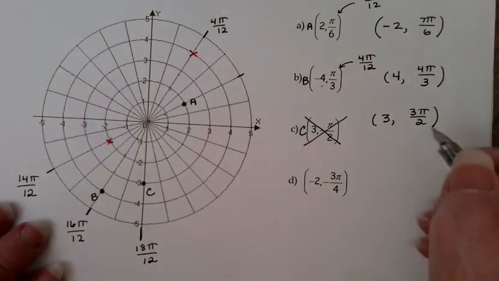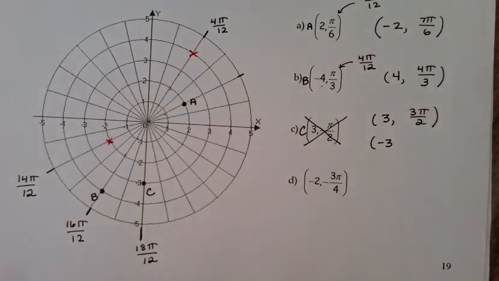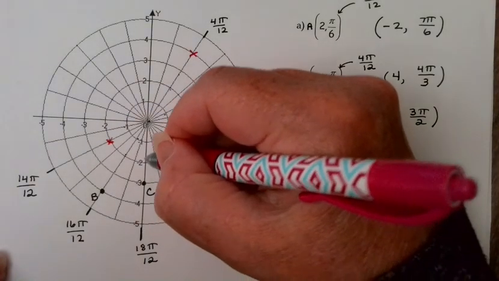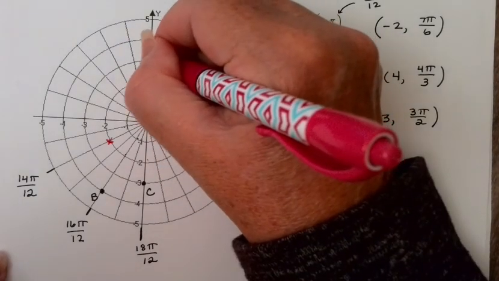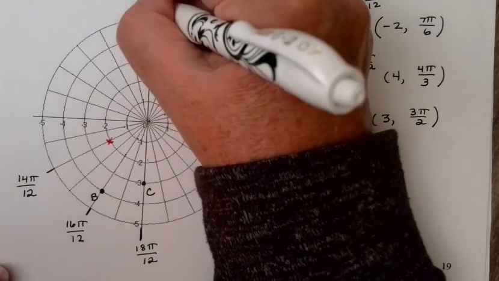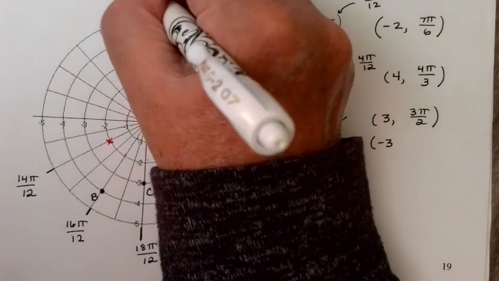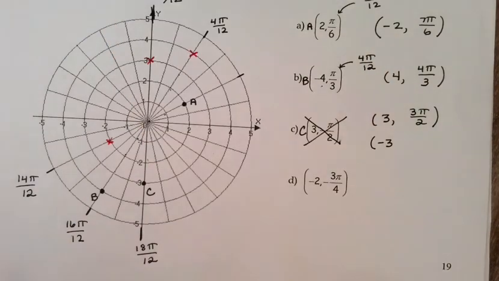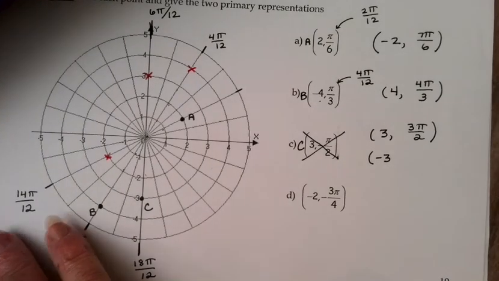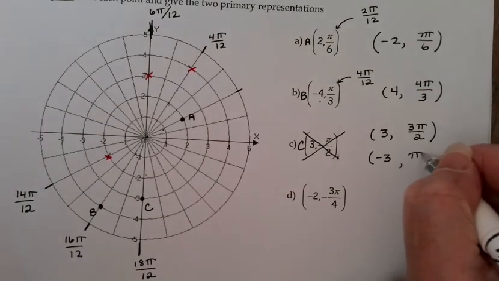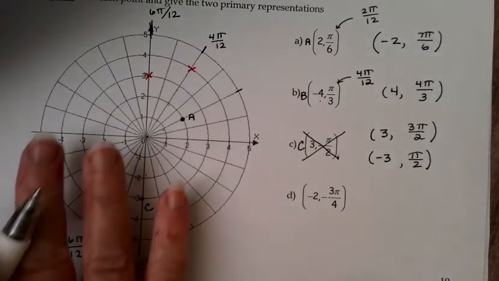And then the other primary representation will have an r of negative 3. And that's going to be exactly across the origin, right here. So I need that angle. And of course that's 4, 5, 6 pi over 12, or in lowest terms, pi over 2. All right, one more.